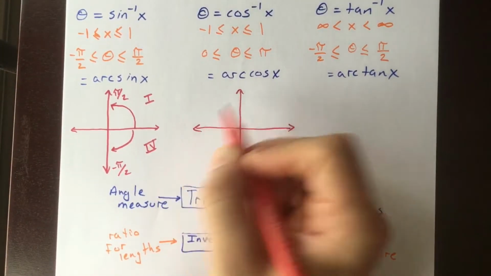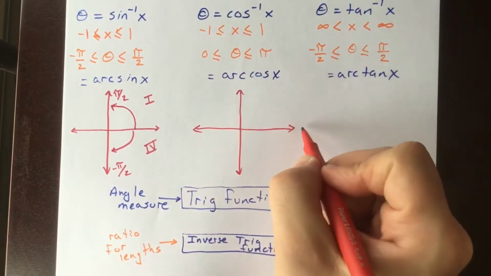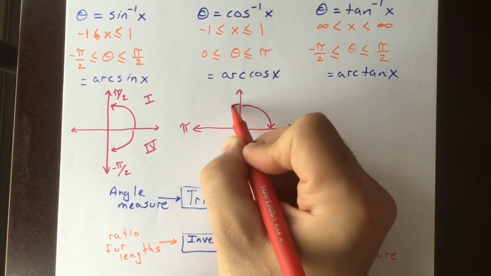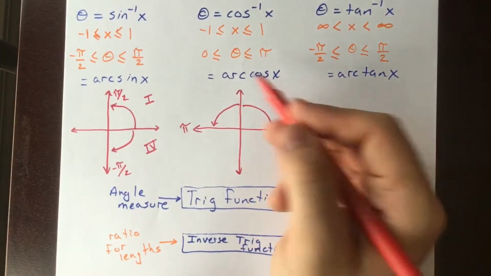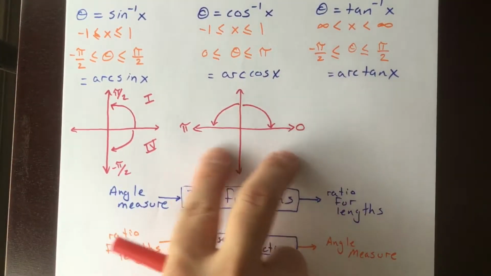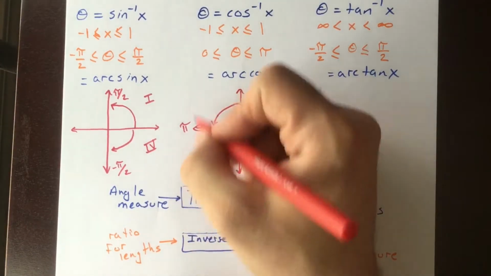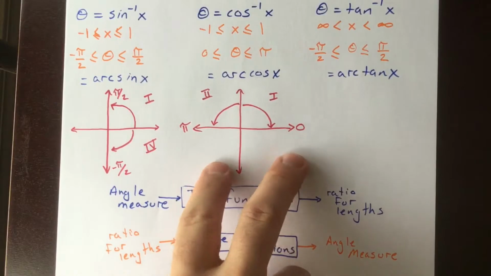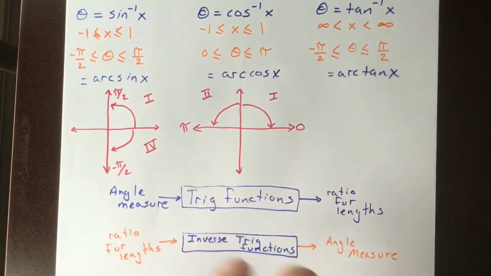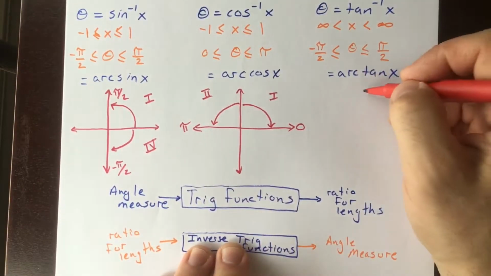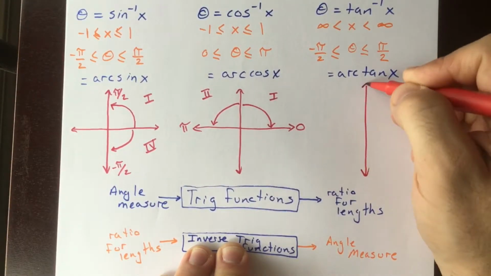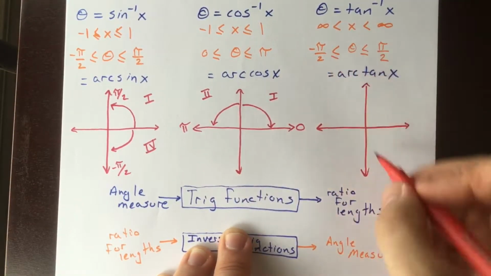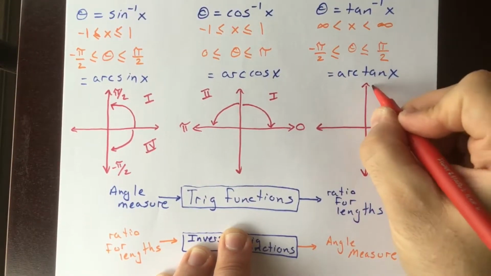With arc cosine, thinking of the unit circle, 0 to pi is the upper portion of the circle. So the angles we're focusing on are in quadrant 1 and quadrant 2. Any angles within quadrant 3 or 4, we would just simply revert back to quadrant 1 and 2. And arc tangent is much like arc sine: we're within -π/2 and π/2.